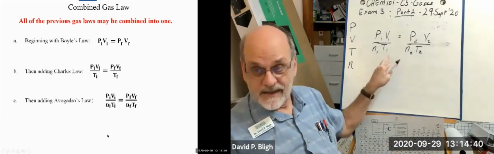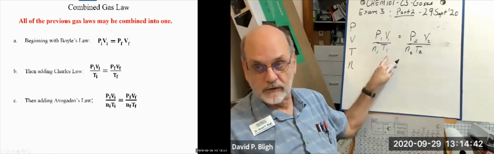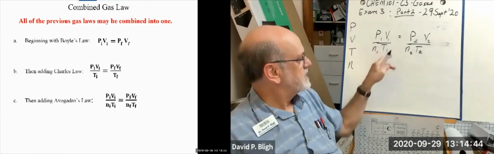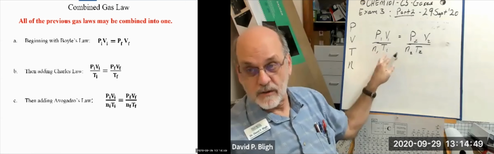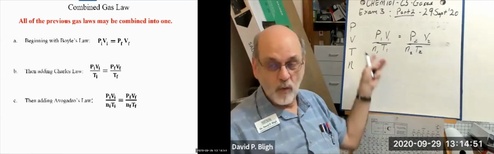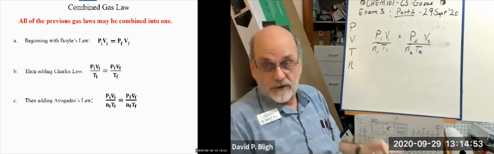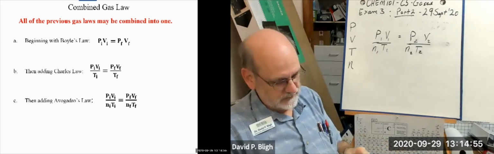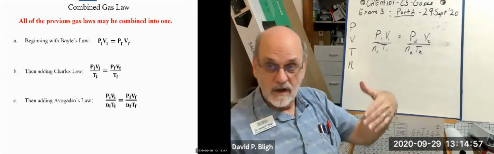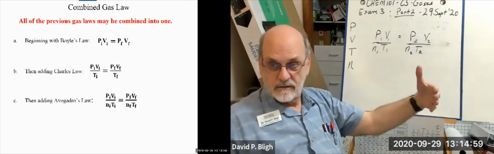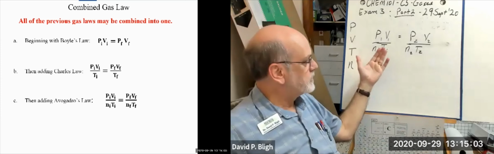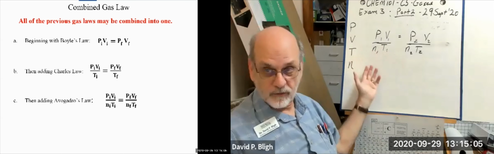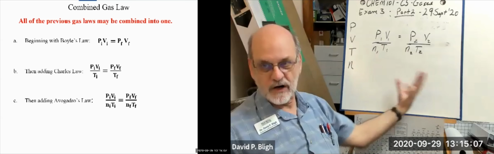So sometimes this is extremely useful because if you have, say, 3 of these variables changing and only 1 of them constant, then what do you do with that? Well, if you're stuck with 1 of the individual laws, then you can't solve the problem. But if you use the combined law, you can solve before and after with multiple variables changing.